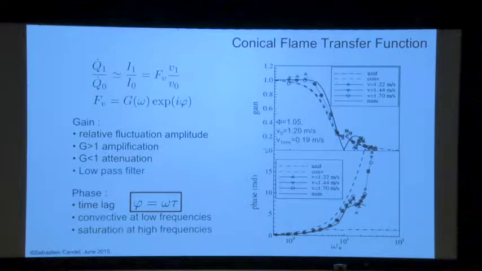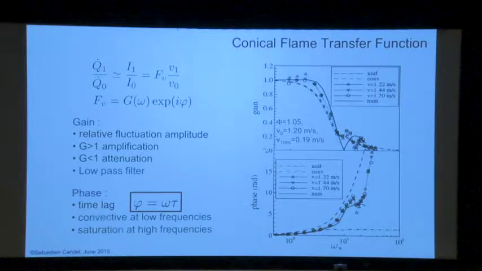And so Q1 over Q0 is more or less like I1 over I0, FV times V1 over V0. So this is the gain and this is the phase. For example, for a conical flame, you see that the data is here. These are the data. And the modeling is, if you take a uniform velocity upstream of the flame, it gives you the gain, which goes like here. If you use a convective velocity, it is somewhere here. I don't know exactly where it is, but it's very close. So the gain is not different.